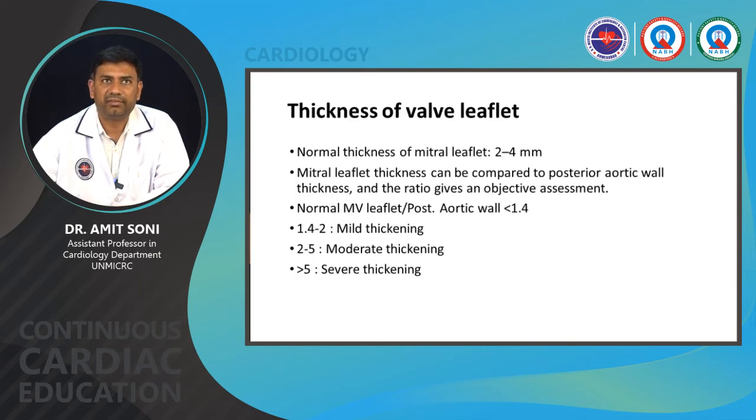Thickening of valve leaflet. Normal thickness of mitral leaflet is 2 to 4 mm. Mitral leaflet thickening can be compared to the posterior aortic wall thickening, and the ratio given as an objective assessment. Normal mitral valve to posterior aortic wall ratio is less than 1.4. 1.4 to 2 is a mild thickening, 2 to 5 is moderate thickening, more than 5 is a severe thickening.